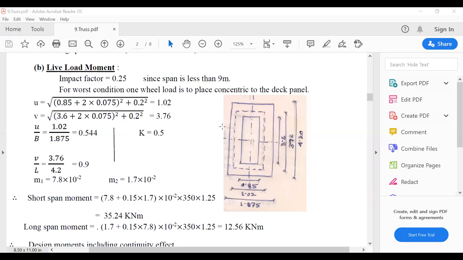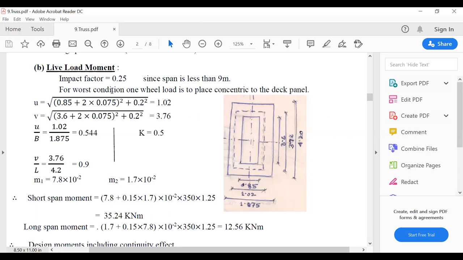Okay, so let me continue. I'm going slow. Now, this one is one track. There are two tracks in a tank, and this is just one track. Why one track? Because in this one panel, you cannot place two tracks. There is no space. So we assume that one track is falling at the center to give the highest effect.